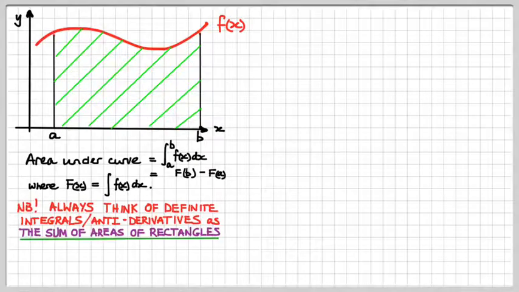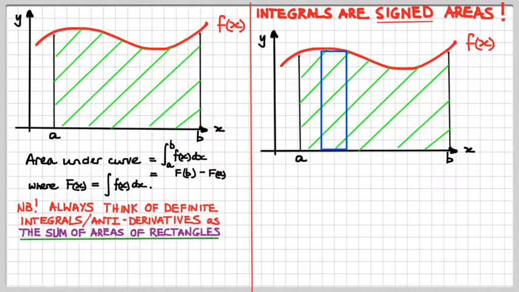The antiderivative function is just the integral of f of x with respect to x, okay? NB, always, please, please always think of definite integrals, which are the same as definite antiderivatives, as the sums of areas of rectangles. Because if you do that, and never lose sight of that, never lose the basics, you will know how to deal with these things. Otherwise, you can very easily get mucked up.